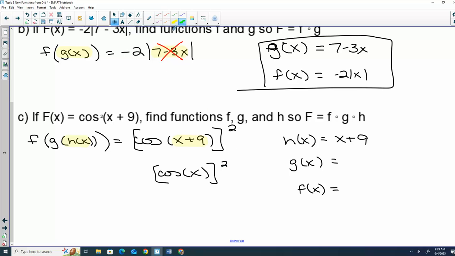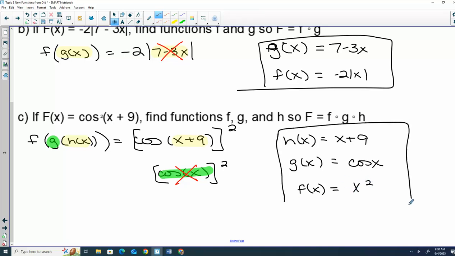So G is the next step. What's the next thing you're going to do? Cosine of x. All right, undoing one more time because we have a third function. If I take that out and replace it with an x, we are left with x squared. So those would be my functions. Any questions?